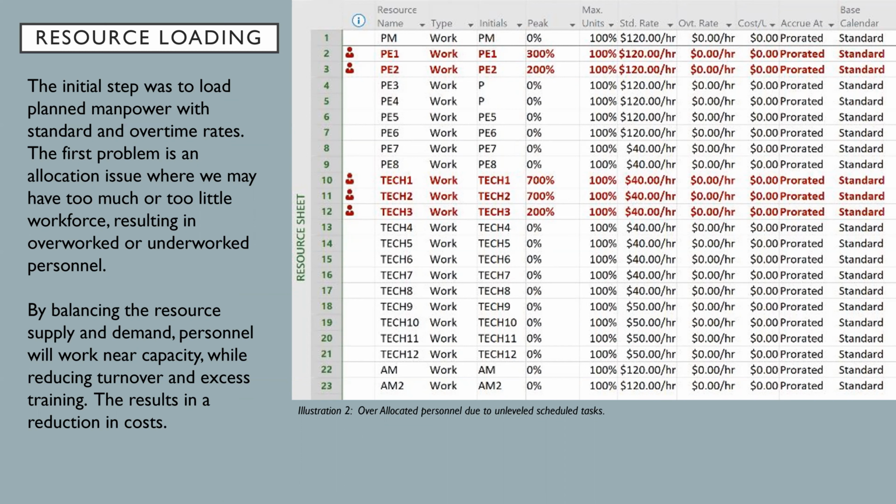So illustration two shows when I initially loaded personnel onto the project, I was understaffed. So in this case, we added additional technicians and engineers to lower the peak of each of these workforce. So as you can see, the highest workforce here, the highest peak was 700.